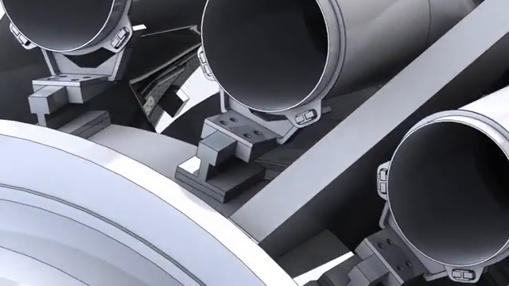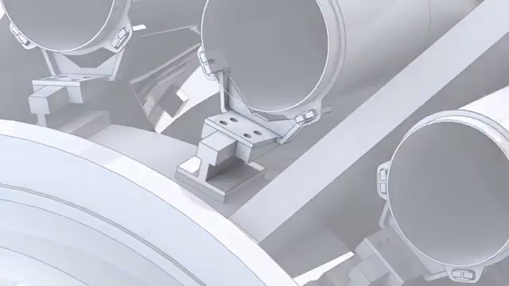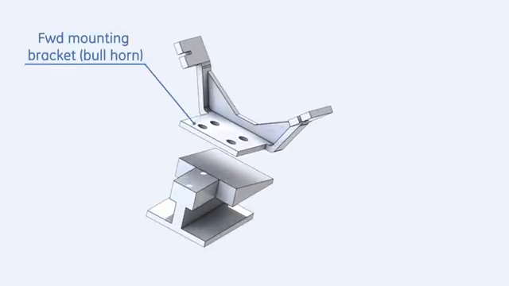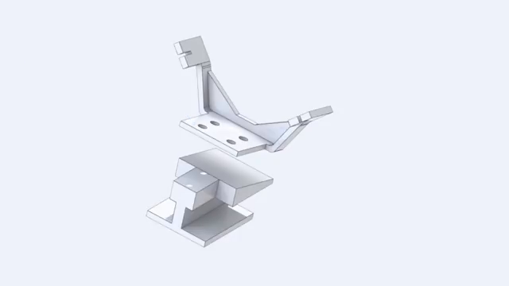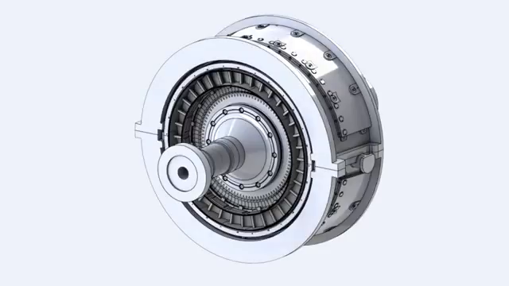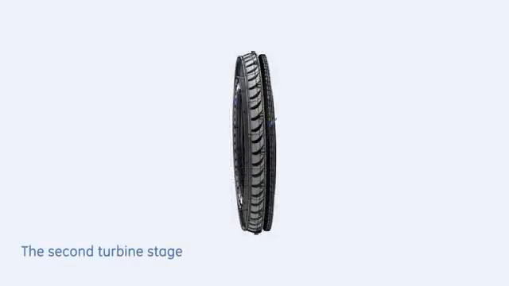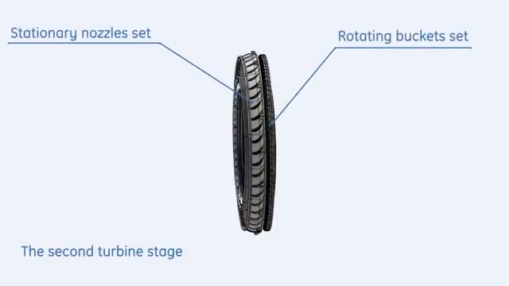Each transition piece is supported at the forward side by a support clamp. This support clamp is mounted on the compressor discharge casing. The turbine section consists of 3 stages. Each stage consists of a set of stationary nozzles, followed by a set of rotating blades.